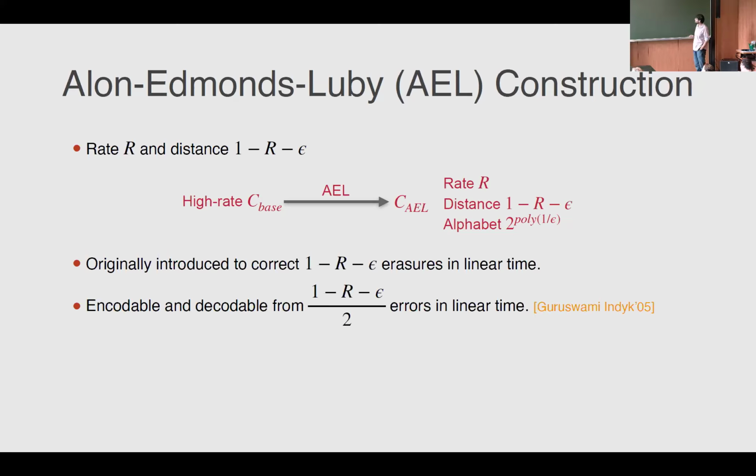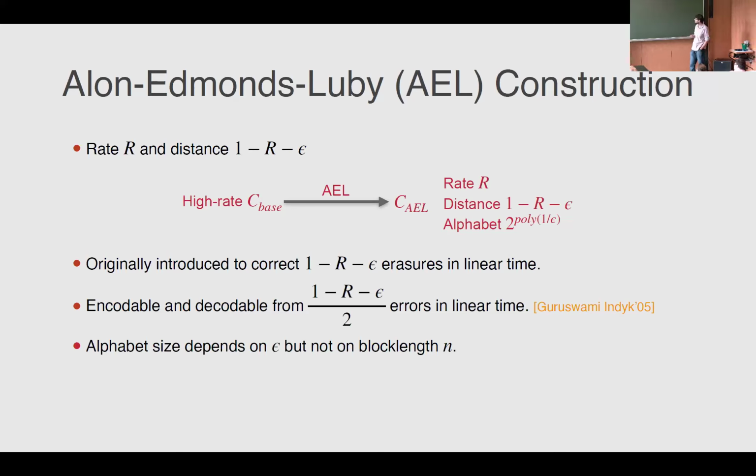So originally, these codes were introduced to correct optimal amount of erasures in linear time. And then later, Guruswami and Indyk also used them to design optimal unique decodable codes. The optimal unique decoding radius would be (1 minus r) over 2. We can get arbitrarily close to that. The cost for this gap to optimal radius just gets passed to the alphabet size. And it's nice because alphabet size depends on epsilon, but not on the block length n.